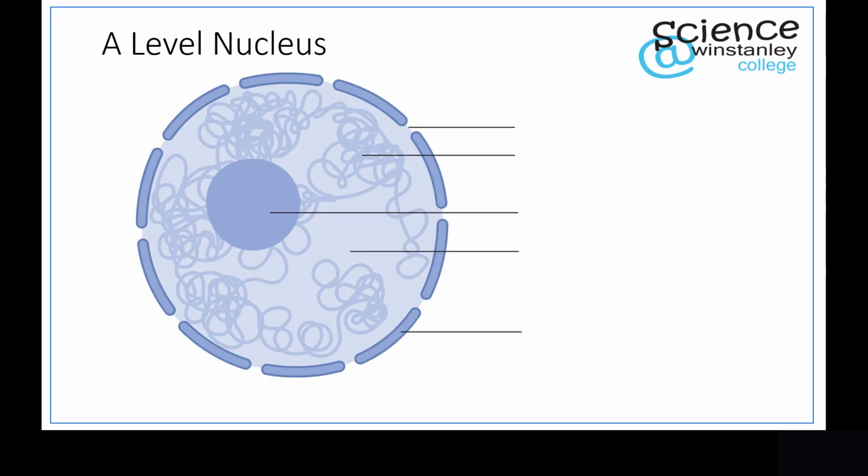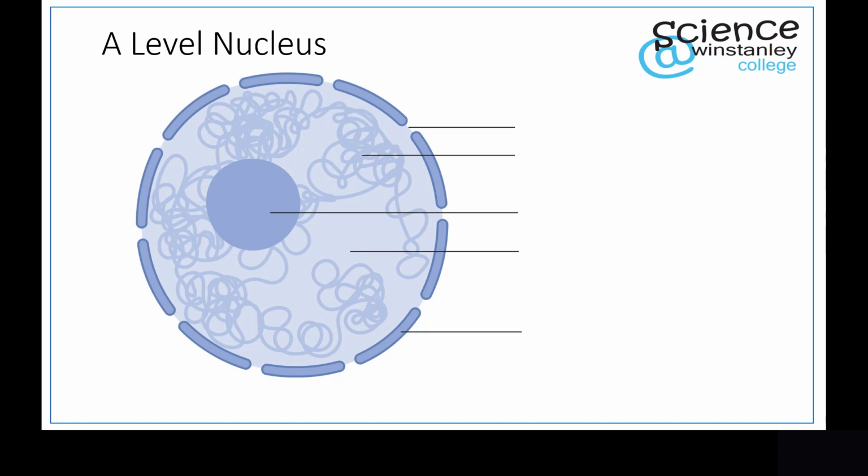So this is what a nucleus would look like at A level. Okay, so can you see there's a little bit more detail that's being revealed here? And I should point out as well that this is also highlighting one of the skills that you need to learn in A-level biology, which is about how to produce biological drawings.